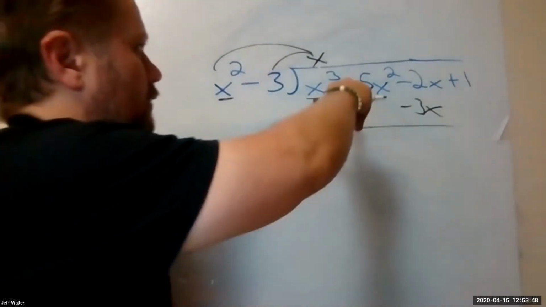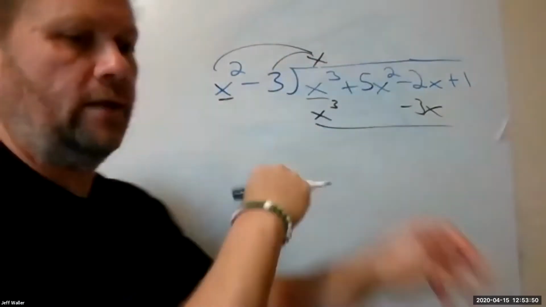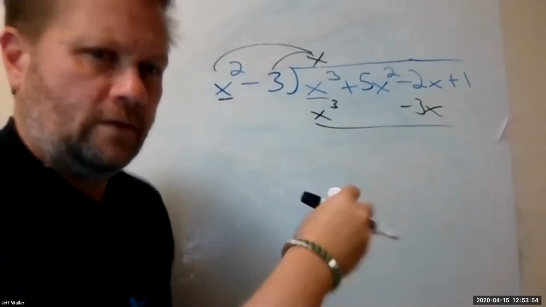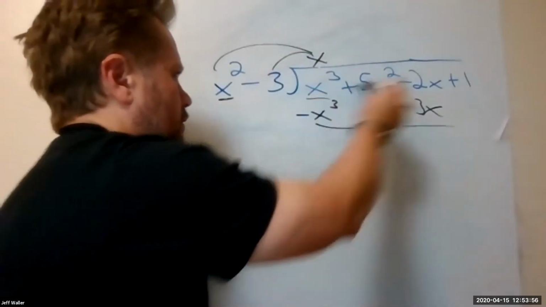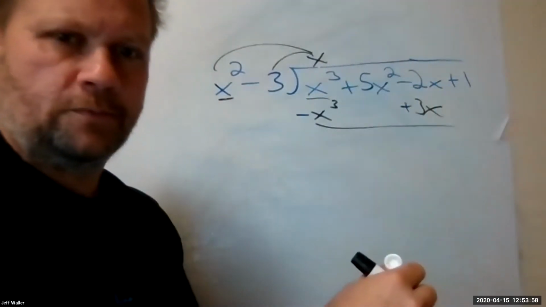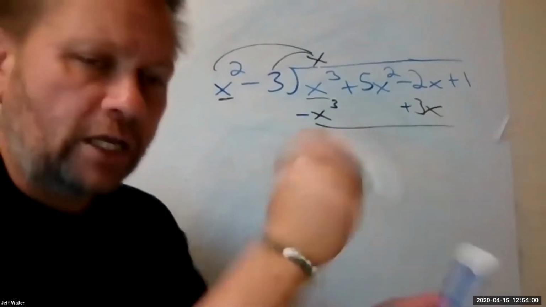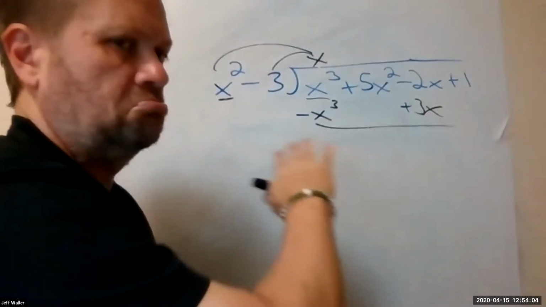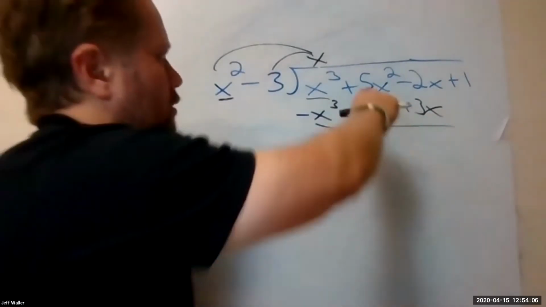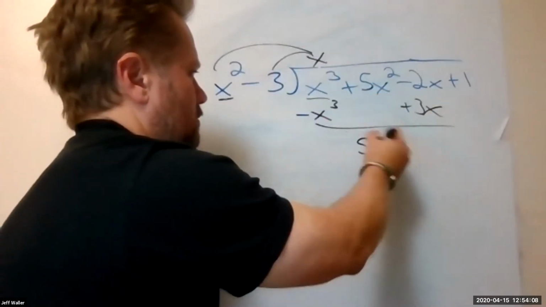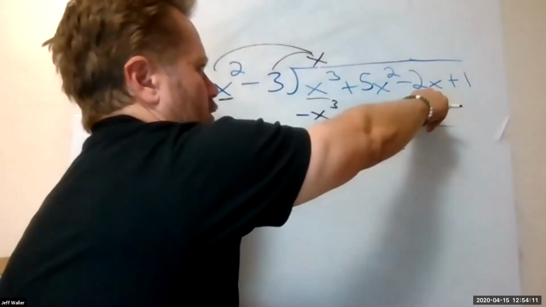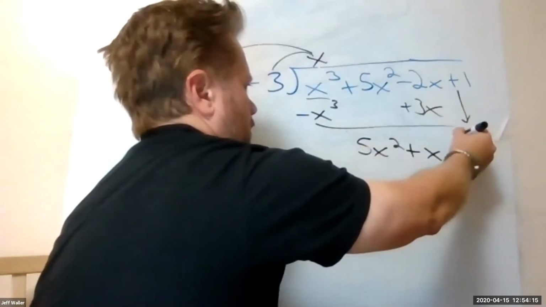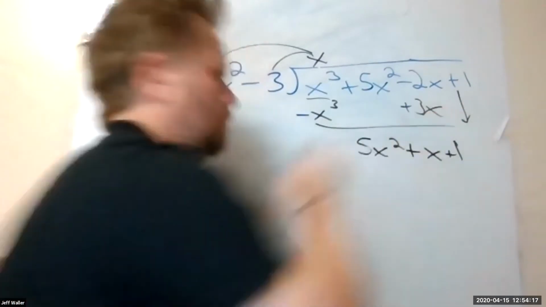So let's put this stuff together. What I have to do before I start combining things, this is the step that students miss sometimes. I have to change the signs, right? I have to subtract those. I got to change their signs. What's x cubed minus x cubed? Zero. What's 5x squared plus nothing? What's -2x plus 3x? And then I can bring down the 1.